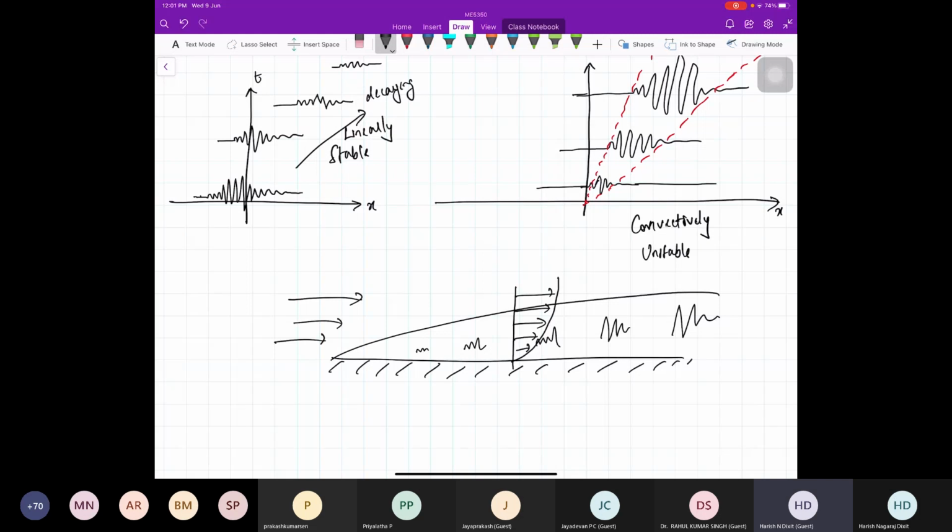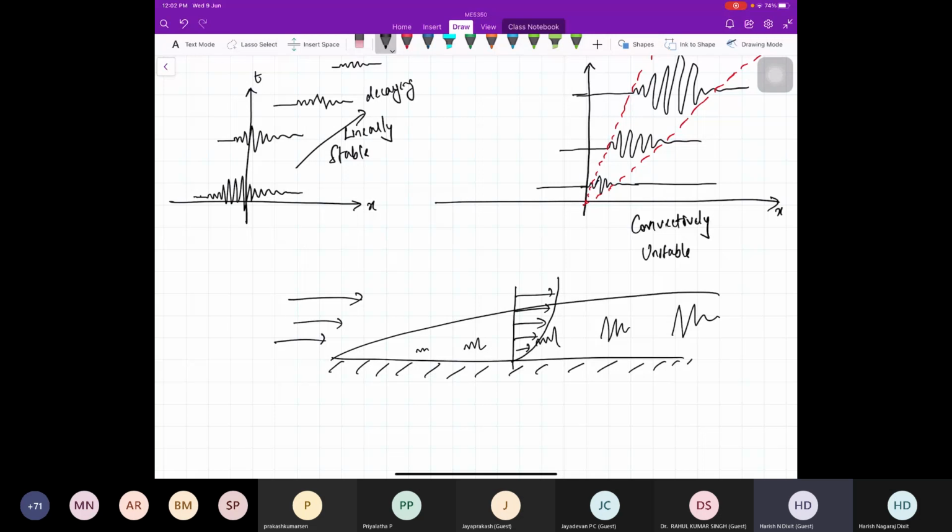Now, the example that we saw in Reynolds' original experiment, the video where you saw those waves, is again a convectively unstable system, which means that the waves are going to amplify, and they're going to amplify more and more as you go down.